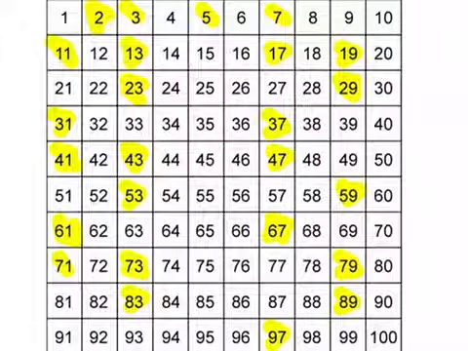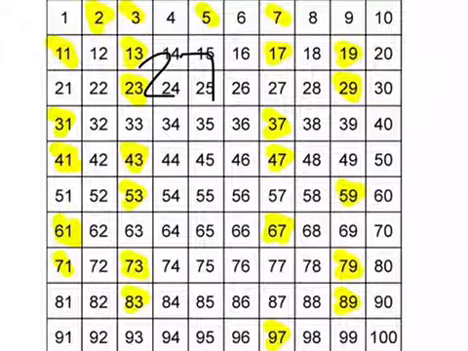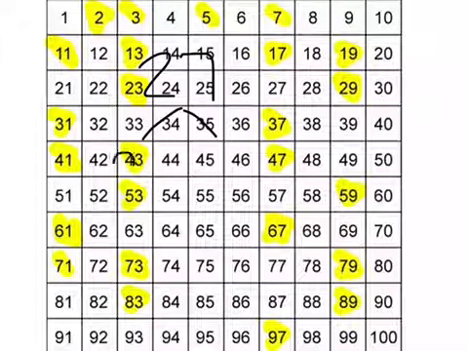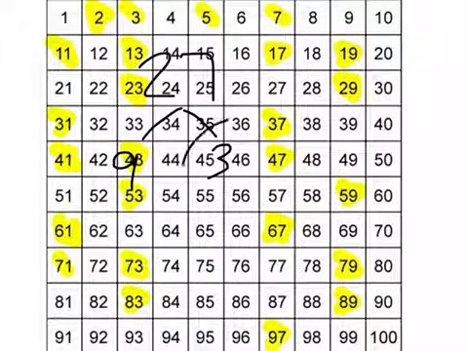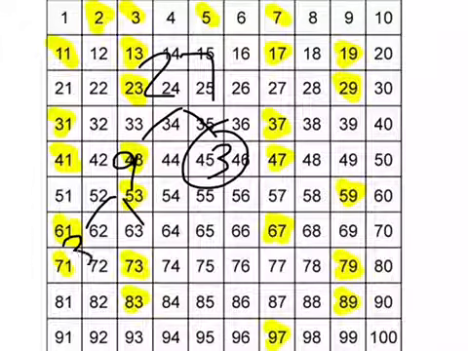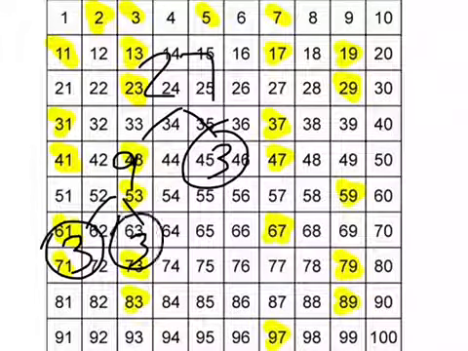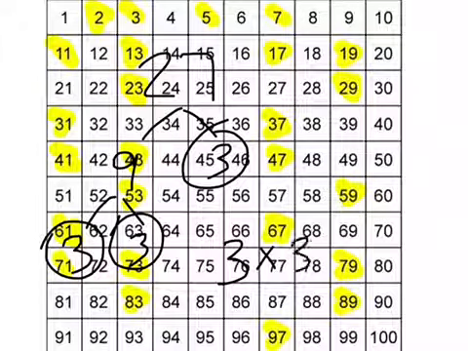Why don't you go ahead and try to create a factor tree for the number 27. Pause the video, hit play when you're ready. Alright, so 27 breaks into 9 times 3 and 3 times 3, which is 3 times 3 times 3, or 3 cubed.